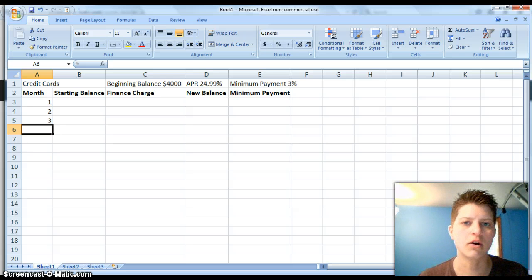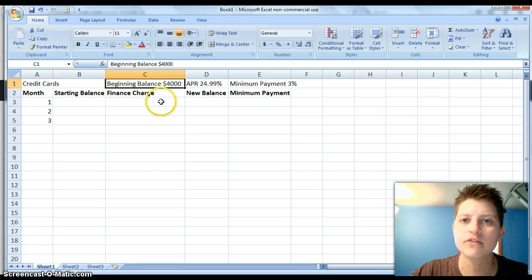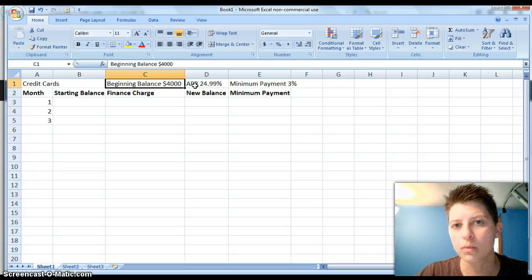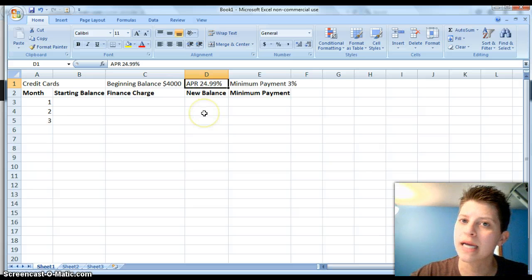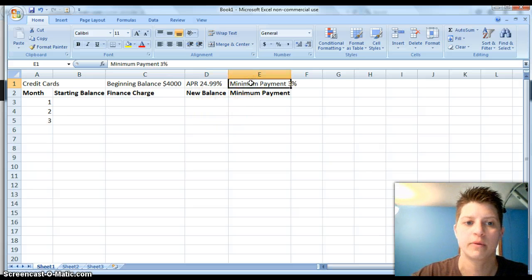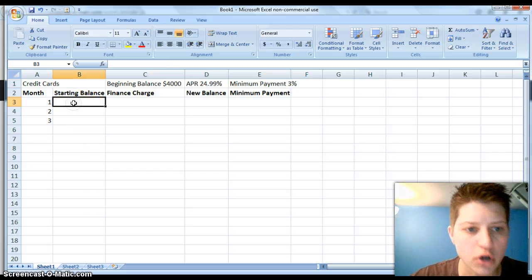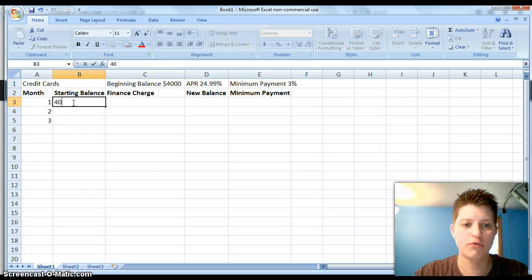So here in this credit card, you can see in the first line that I've got a beginning balance of $4,000, and that's my carryover balance. So that is what we will start with and have our finance charge. That's what it's going to be applied to. Our APR is 24.99%, and our minimum payment is 3%. So when I go to fill this in, I'm going to start just my beginning, and I know that I have $4,000, and I need a starting spot.